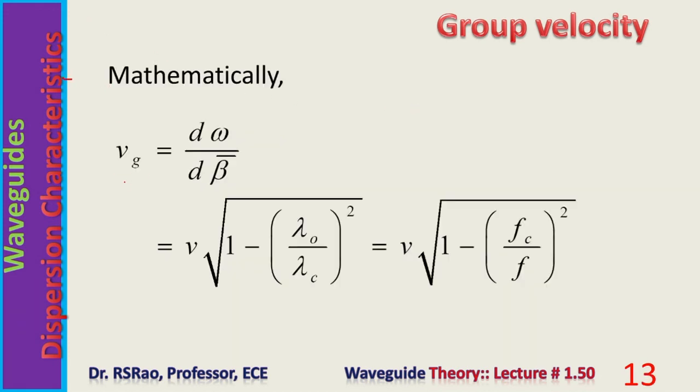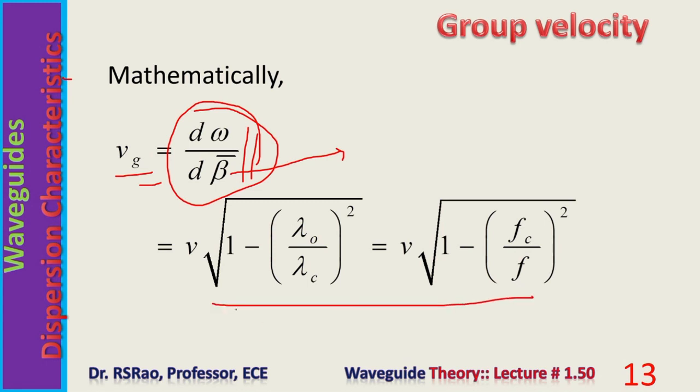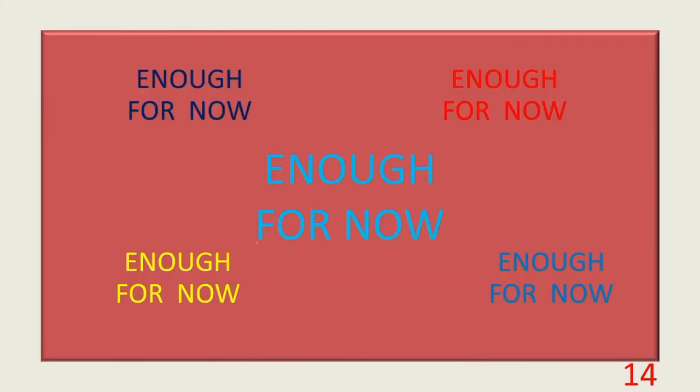Mathematically, group velocity is indicated as Vg, and it is equal to d omega by d beta. This is the defining relation: Vg equal to d omega by d beta bar. But we have an expression for beta bar. By differentiating that expression and doing a little manipulation, you get this. Notice the expressions for phase velocity: you have V by f, but here it is V multiplied by f. Okay, this is all that I want to share with you for now.